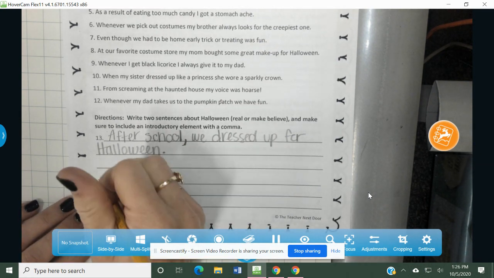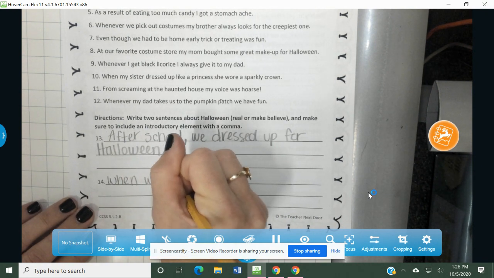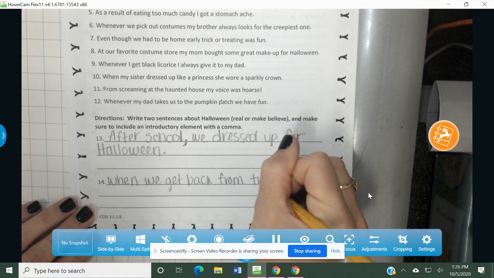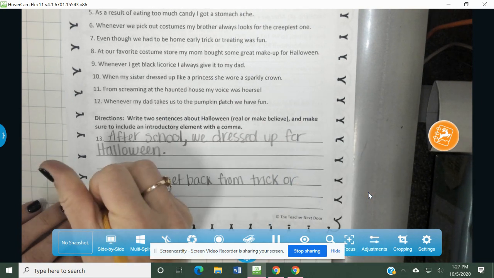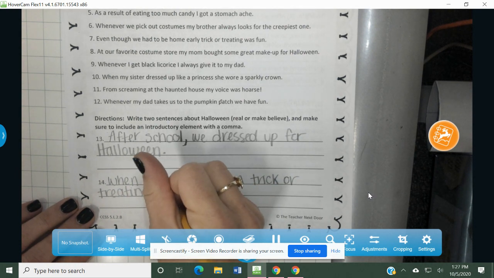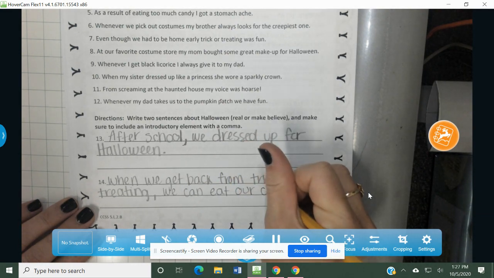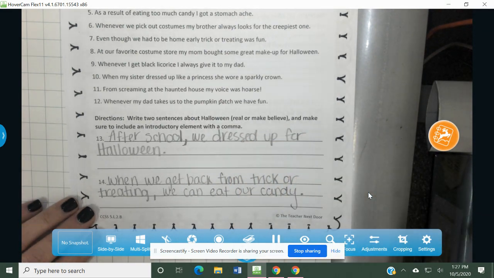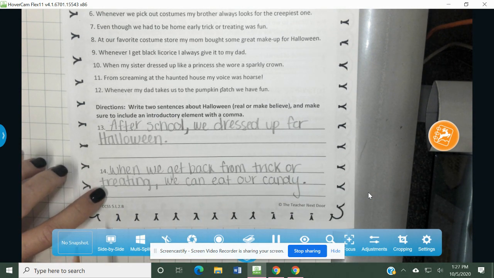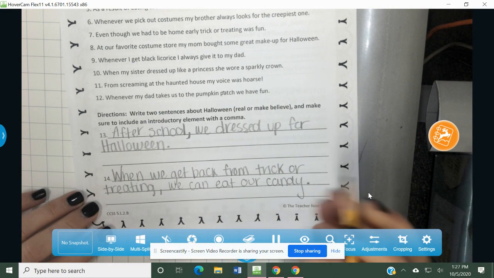Here's another one. When we get back from trick or treating, comma, we can eat our candy. So there's my introduction. When we get back from trick-or-treating, we can eat our candy. And this needs to be a capital W. That doesn't look capitalized, sorry, as it's the beginning of a sentence.